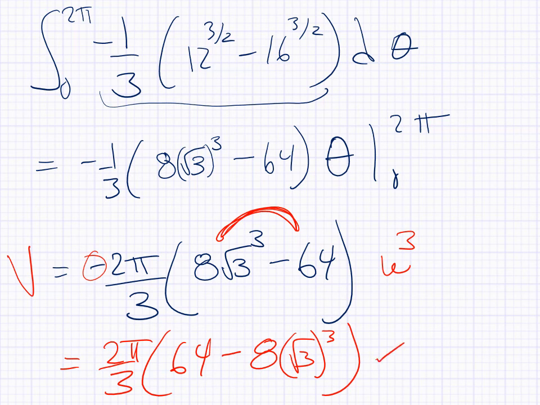So here's our answer. Good to go. And polar was the easier way to do it. And it's all because the region that we're integrating over was circular.